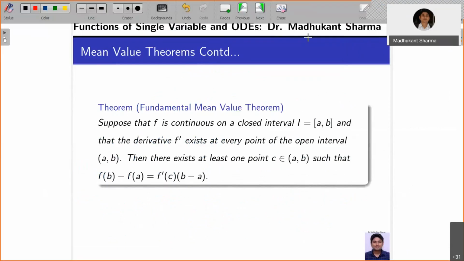Very good morning. So last time we have done mean value theorems, mainly Rolle's theorem and the fundamental mean value theorem. So now we are going to look at their applications.